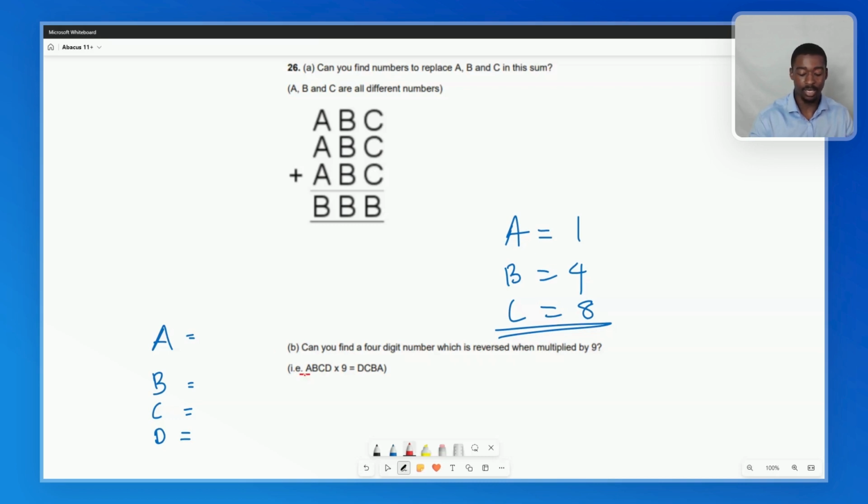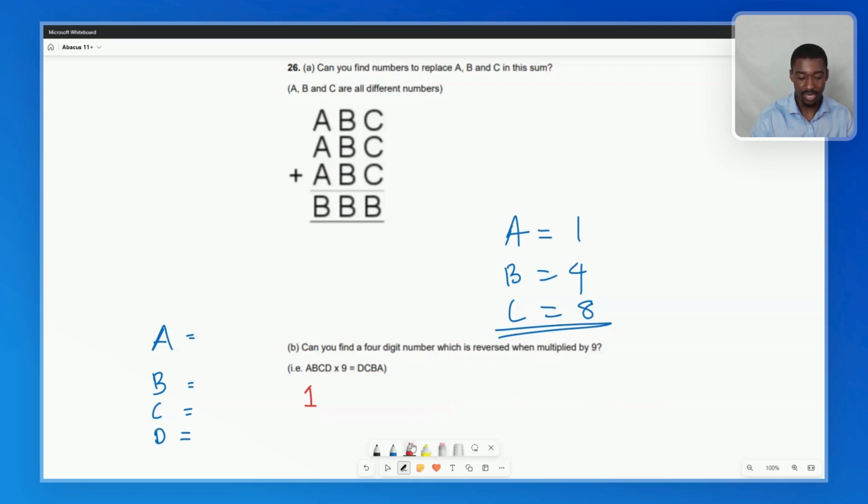A has to be 1. It cannot be 2. The reason A cannot be 2, 3, or any number greater than 1 is because if A is greater than 1, let's say it's 2, which would be 2,000, because we have A thousands, B hundreds, C tens, D units, then when we multiply that by 9, we get 18,000, which is a 5-digit number, no longer a 4-digit number.